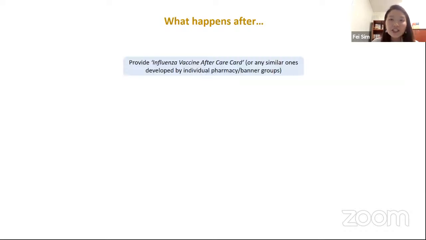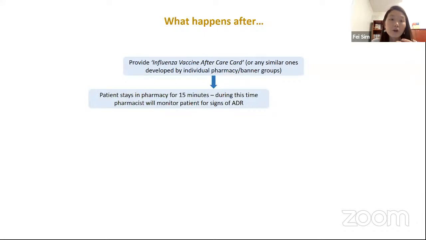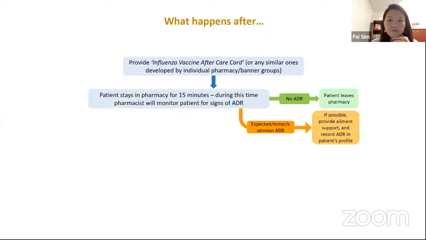So what happens after an injection is that the pharmacist will need to give them an influenza vaccine aftercare card or something similar, such that people know how to manage side effects if that happens. And also the patient needs to stay in the pharmacy for 15 minutes. And during this time, the pharmacist would monitor the patient for any signs of adverse drug reaction. If there is no adverse drug reaction, the patient feels fine, they're happy, they will leave the pharmacy. If there was some expected or minor or common adverse drug reaction, such as injection site reaction, because after injections, people might get some pain, they might have some swelling or redness on the area, then the pharmacist will provide ailment support.